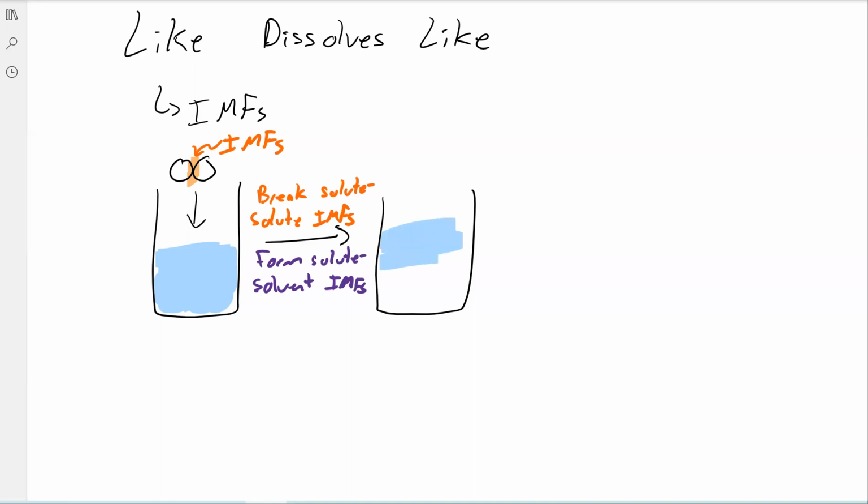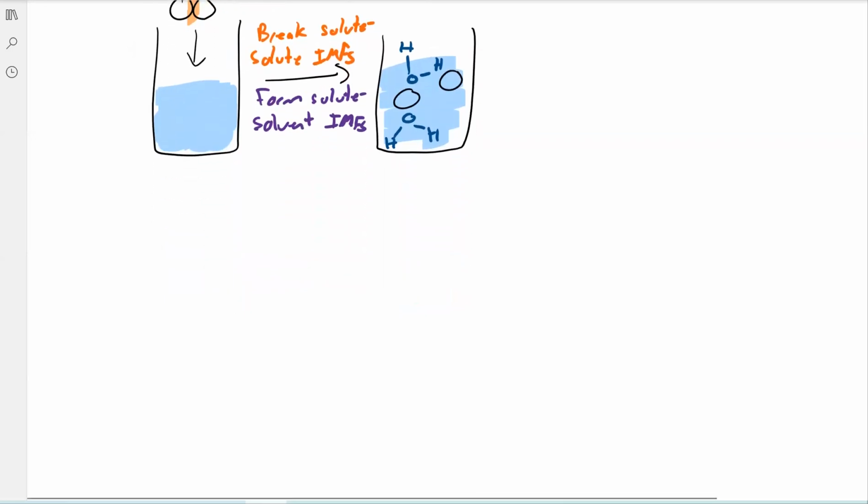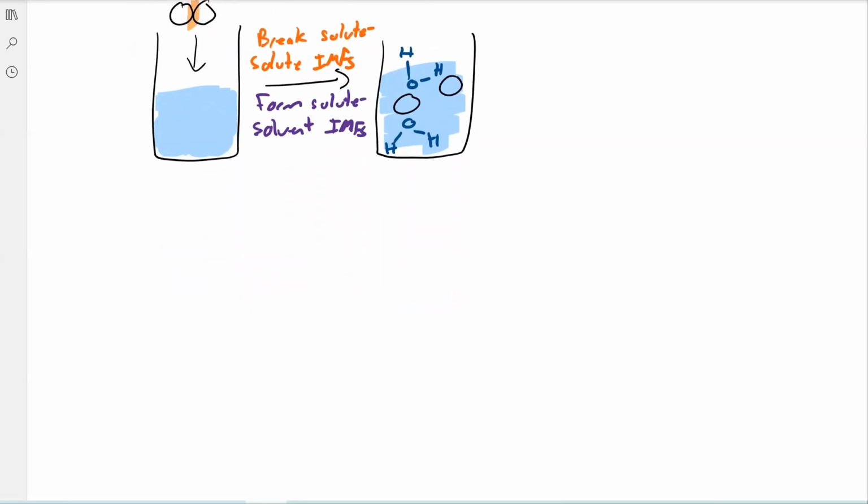So for example, when we dissolve this in here, we'll have individual particles, and then the water would surround them and form new solute-solvent intermolecular forces. And again, it's like dissolves like. So if your two components are similar to one another, they're going to dissolve. If the two components are very different from one another, they will not dissolve. So let's take a look at two very different solvents and think about which compounds are going to dissolve in which component.